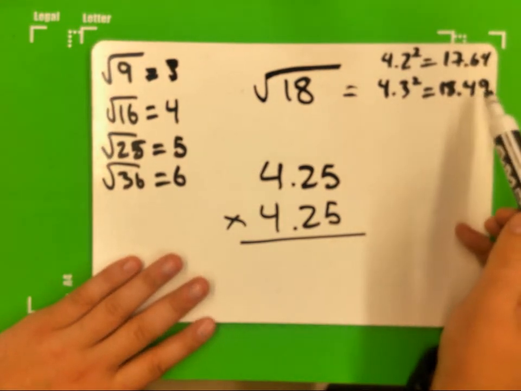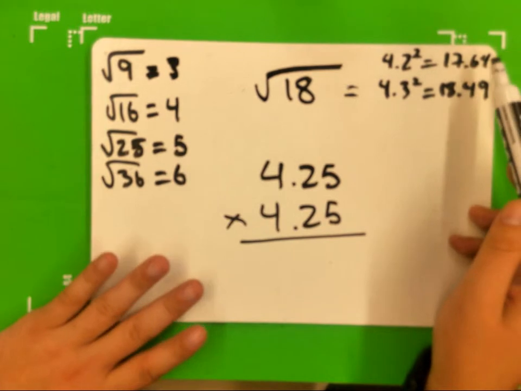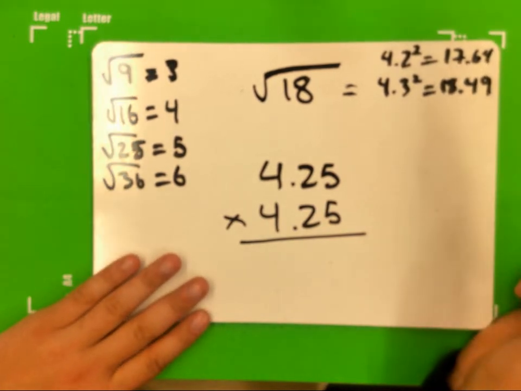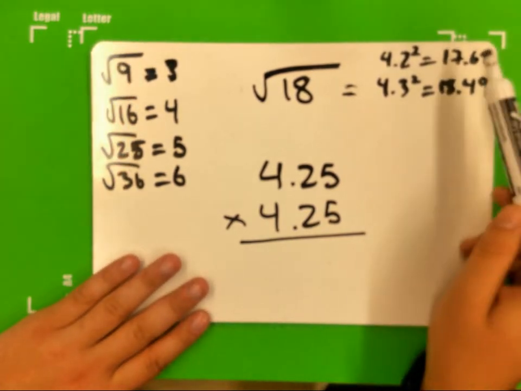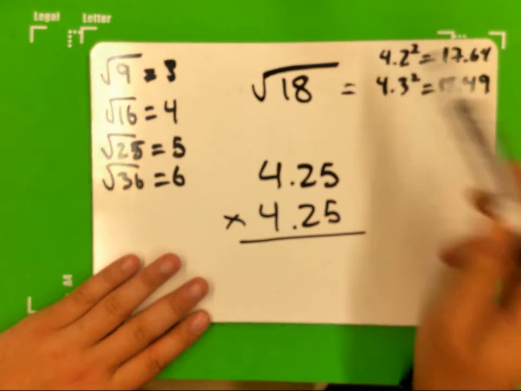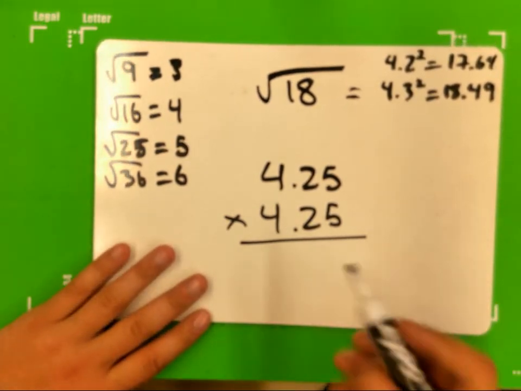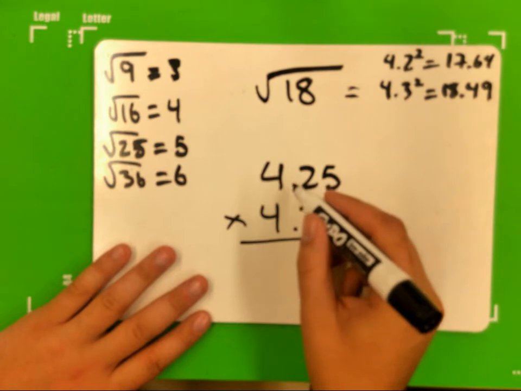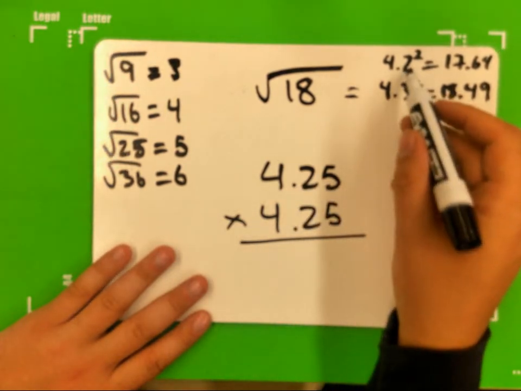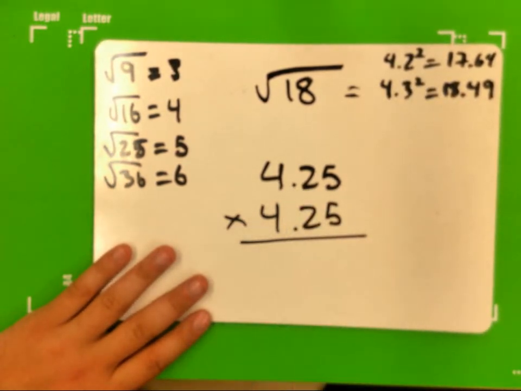4.3, no, I'm sorry, that's off by 0.49. It's a little bit more. So that would not be the acceptable answer. 4.2 would be acceptable if you were only using 1 decimal place. But we're going to go ahead and try this one with 2 decimal places.